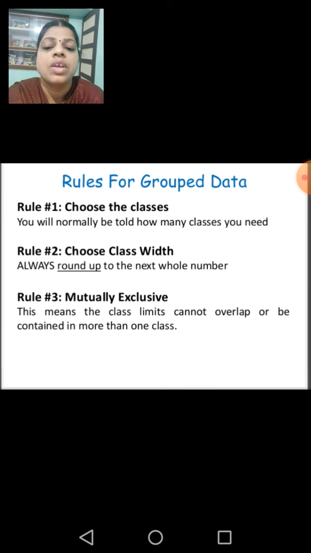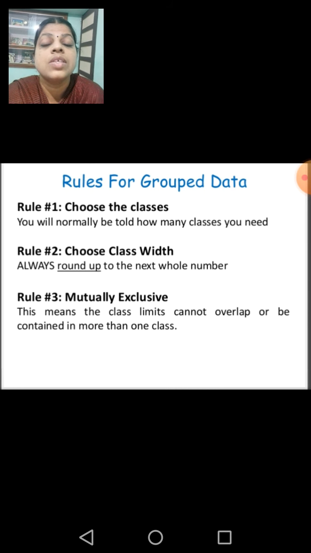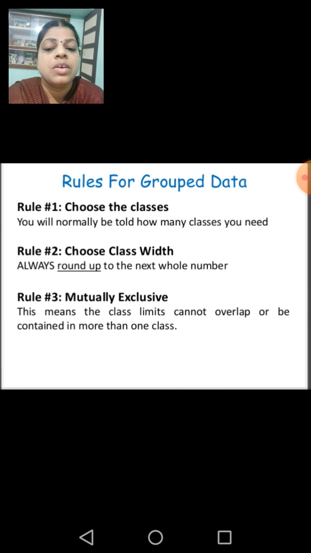And the next one is rule number 2, choose class width. That is, always round up to the next whole number. And rule number 3, mutually exclusive. This means the class limits cannot overlap or be contained in more than one class. That is mutually exclusive.